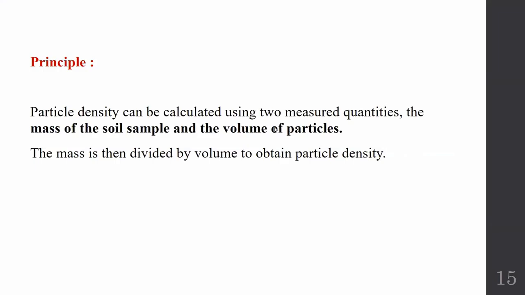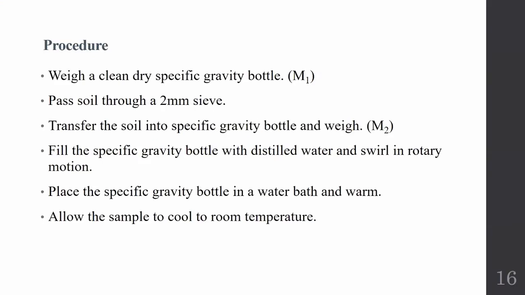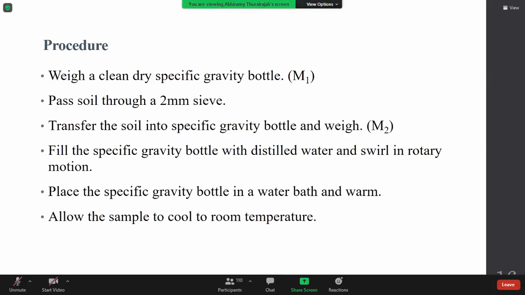The principle of the determination of the particle density is that the particle density can be calculated using two measured quantities, the mass of the soil sample and the volume of the particles. The mass is then divided by the volume to obtain particle density. The same thing that we studied previously. Then we move to the procedure, how you are going to determine the particle density. Can anyone read the steps?